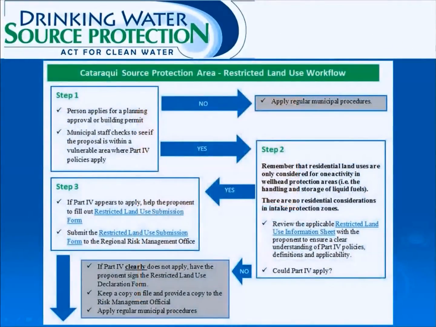This workflow chart is a reference tool for municipal staff. Effective application of Part 4 policies is a team effort between the risk management official and the development review staff. At the earliest opportunity, municipal staff must first determine whether the subject property is within a vulnerable area where Part 4 policies apply. The easiest way to do this is to check the interactive maps on the Clean Water Cataraqui website. If it is outside of the area, then regular municipal procedures apply to the proposal. If the proposal is within a vulnerable area with Part 4 policies, proceed to Step 2.